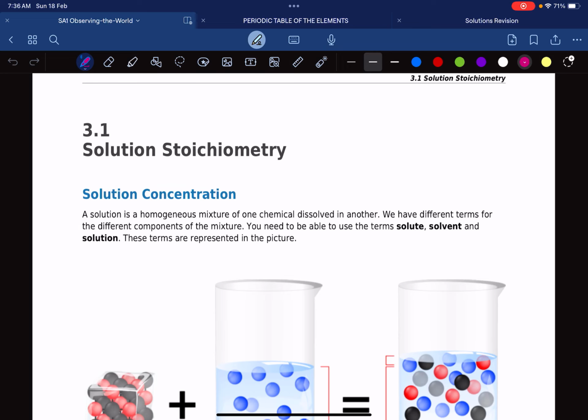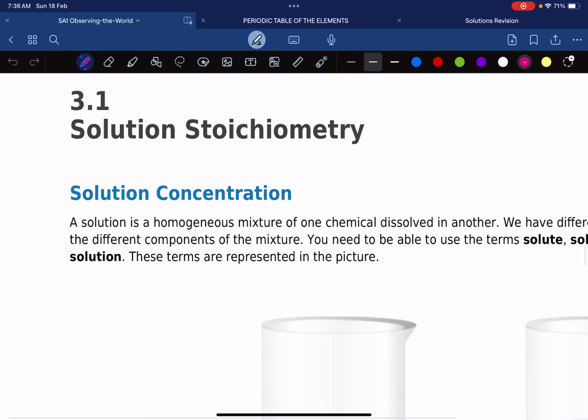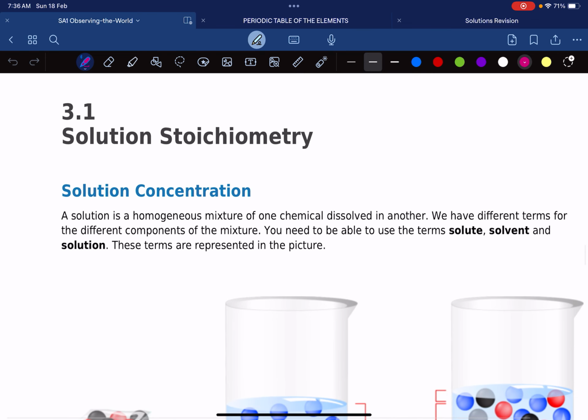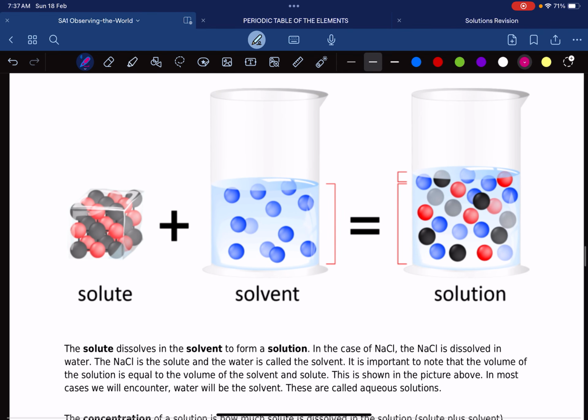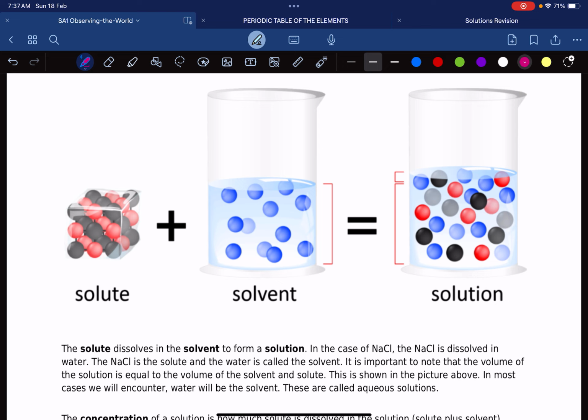Okay, folks, we'll be talking about solution stoichiometry today. Solution stoichiometry basically deals with the concentrations of solutions. Now, when we look at a solution, there are a few things that a solution is made up of. The first thing is called a solute, the other one is called a solvent, and the last one is called a solution. A solute dissolves in a solvent to form a solution.